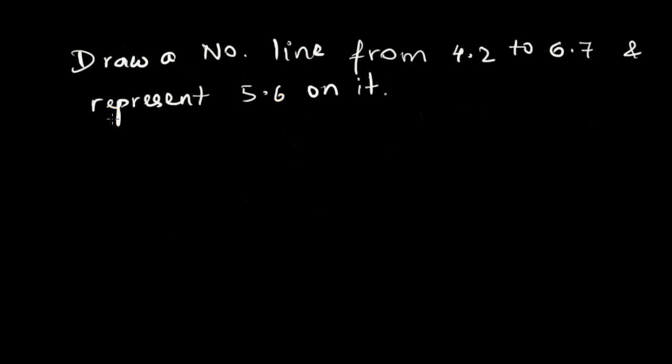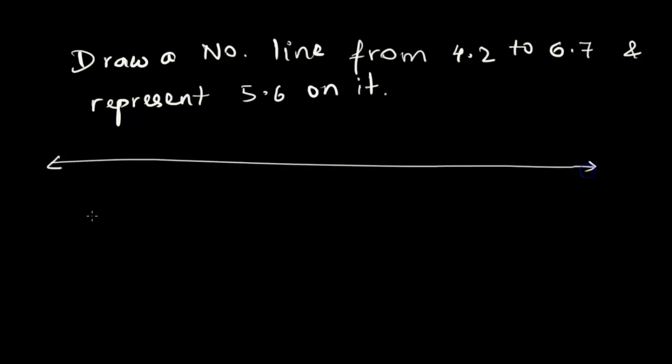Another question that can be asked is, draw a number line from 4.2 to 6.7 and represent 5.6 on it. How do we do this type of question? We first make a number line. We have to go from 4.2 to 6.7. So technically we have to go from 4 to 6. We can mark it anywhere on the number line. 5 can be placed right in between 4 and 6. Now these gaps in between 4 and 5 and 6 will be filled with 1 decimal places.